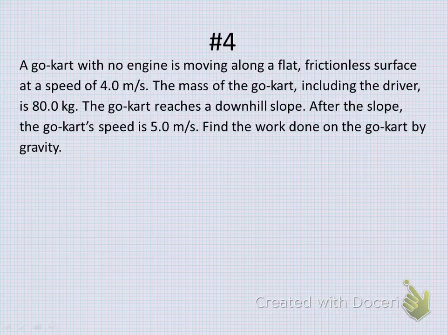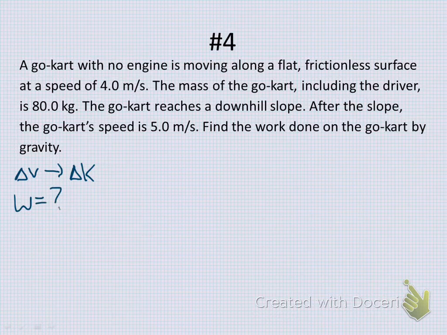Okay, and for number 4, we have a go-kart with no engine along a flat frictionless surface with a speed of 4 meters per second. The mass of the go-kart is given. The go-kart reaches a downhill slope, which is going to, of course, make it go faster. It's on a frictionless surface, and it's going down, so things get faster as they go downhill. And afterwards, this go-kart's speed is 5 meters per second, and we want to find the work done on the go-kart by gravity. Whenever you have a change in velocity, that's going to indicate that you have a change in kinetic energy, and we're being asked, of course, about the work done by gravity.